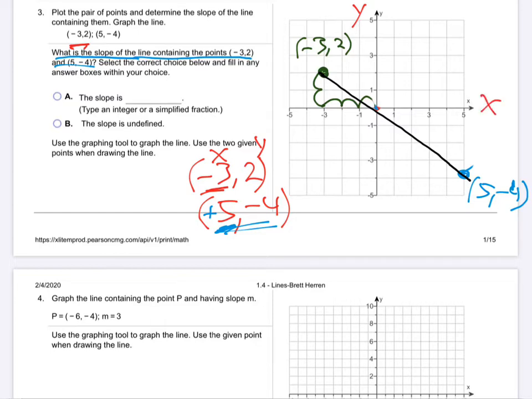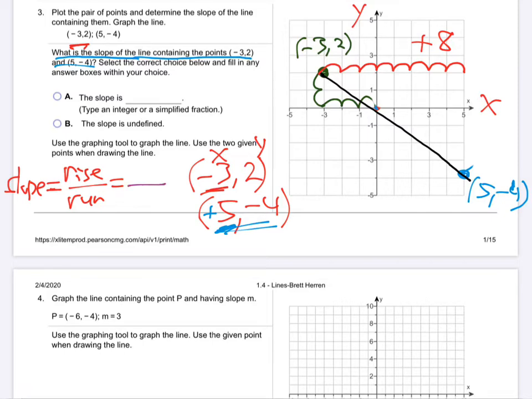So I'm going to start with the top point, doesn't really matter, and get to the bottom. So 1, 2, 3, 4, 5, 6, 7, 8 to the right. So remember, slope is rise over run. So let me write that. Slope is rise over run. And so I just went 8 to the right.